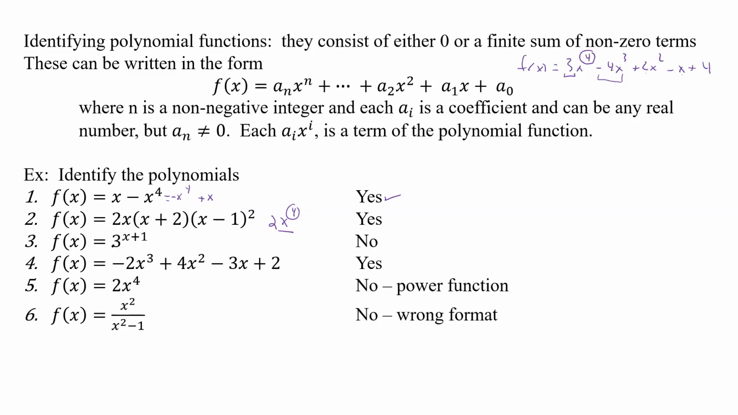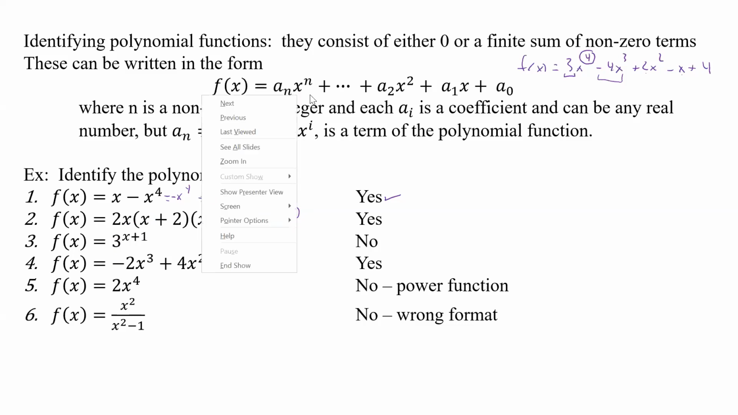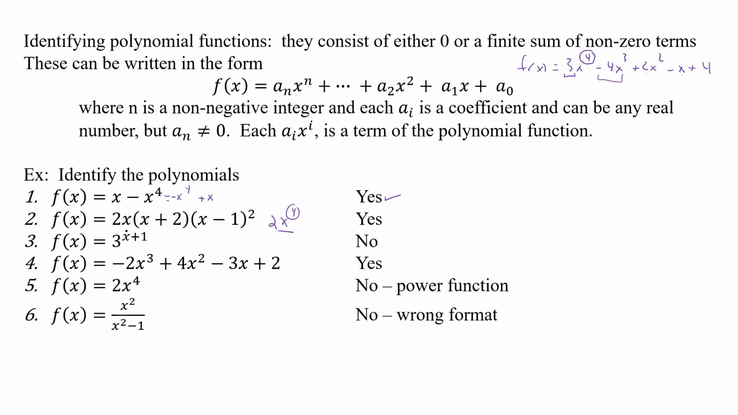All right, so number 3 here, now we have the base is 3. So already we don't have the right thing, because we have to have a variable there instead. And it's raised to some x plus 1, which is going to raise it to some variable integer. And so that one is not going to be a polynomial. It's kind of like the power function. You can't have a base of a number. You have to have a base of a variable raised to some number power.